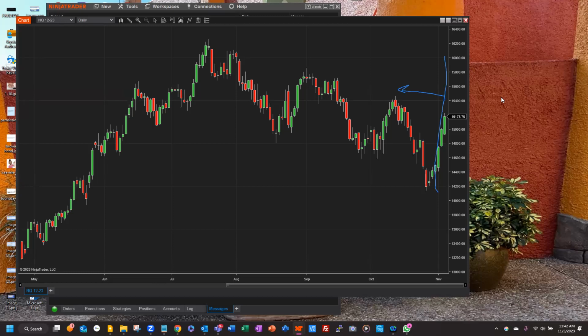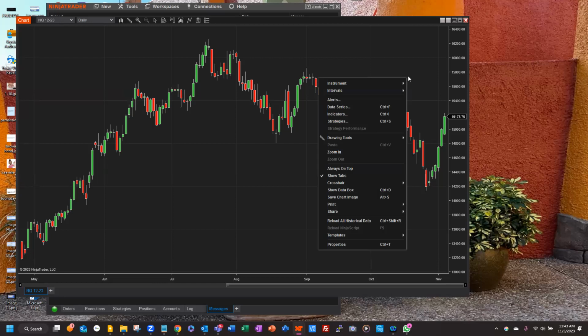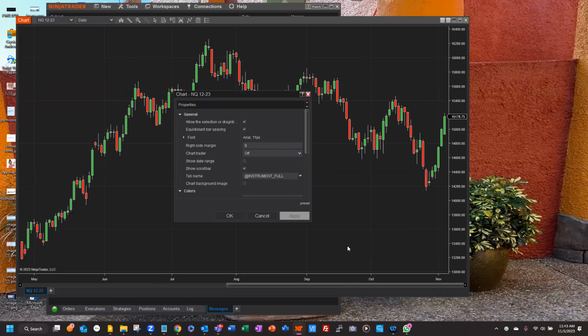The way we do that is to right click in the chart, and go down to properties, all the way at the bottom. And that comes up. You want to have, let's see, right side margin. We'll put that at like 150, 125, and just get a good 100 to 125.